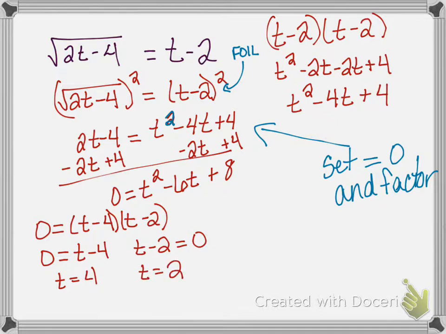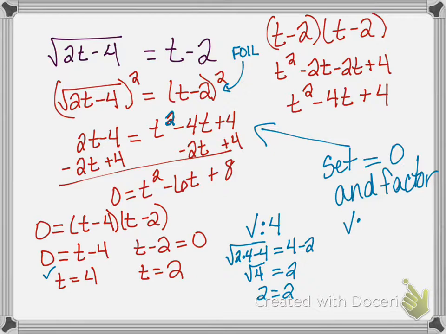But we must check. We must check. So I am going to check the 4 first. So I'm going to say the square root of 2 times 4 minus 4 equals 4 minus 2. 2 times 4 is 8 minus 4 is 4. So I have the square root of 4 equals 4 minus 2. Does it work? Yes. Okay, so 4 works.